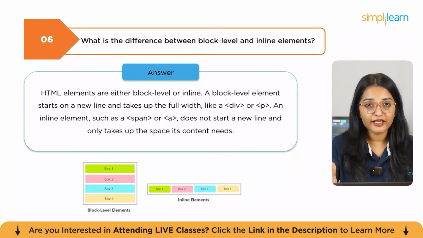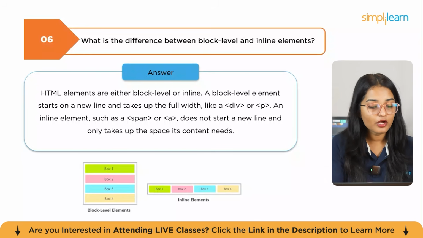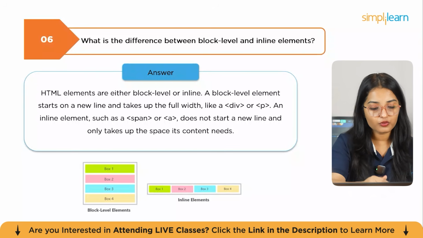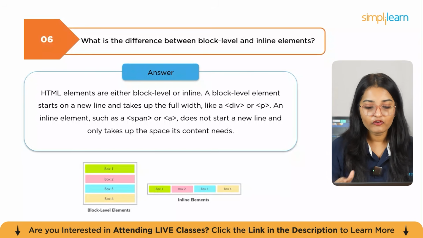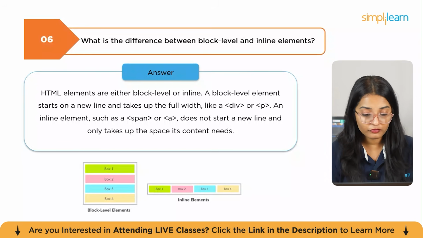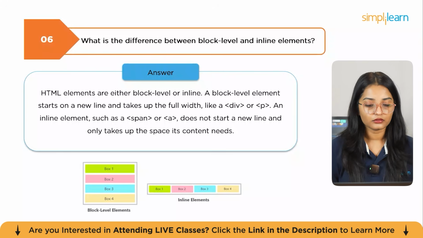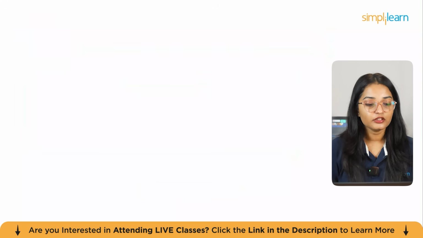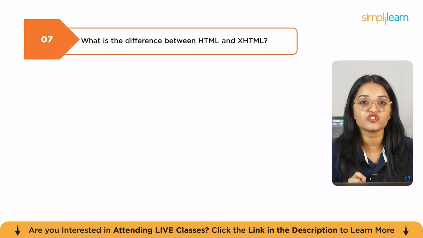To make it more defined for you, here you can spot the difference between block-level and inline. You can see in block-level, we have box 1, box 2, box 3, and box 4, all in vertical format. Whereas in inline, we have them in horizontal format, box 1, box 2, box 3, and box 4. Now, the seventh question is, what is the difference between HTML and XHTML?